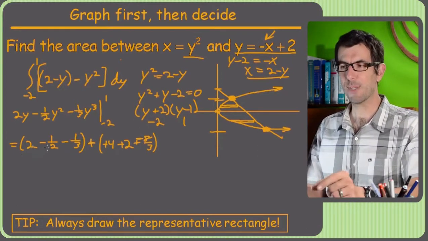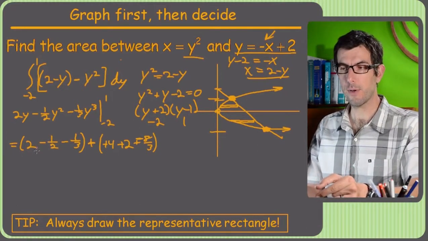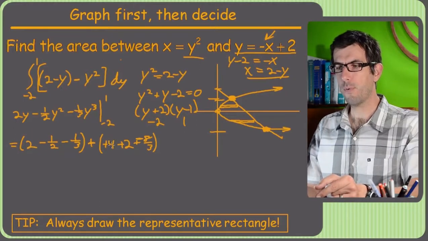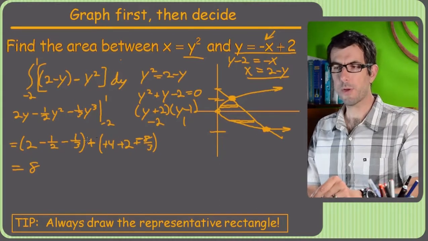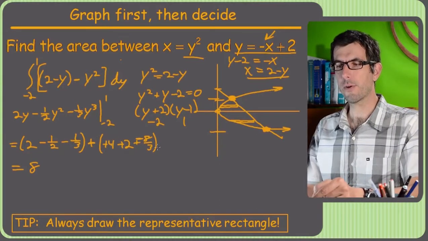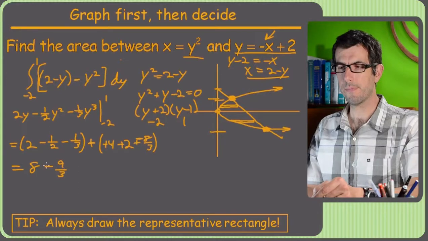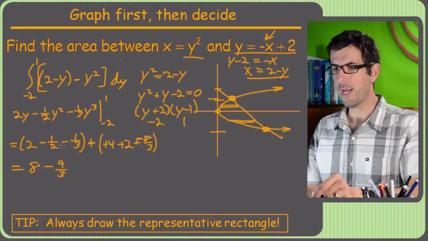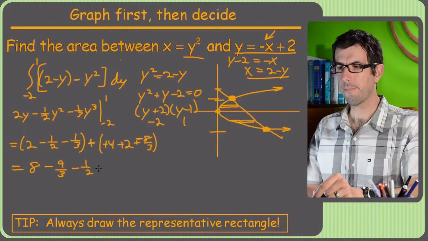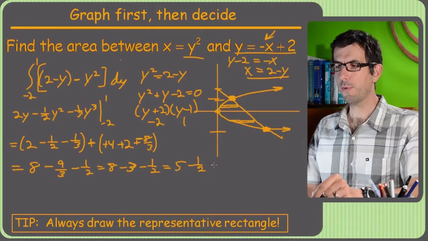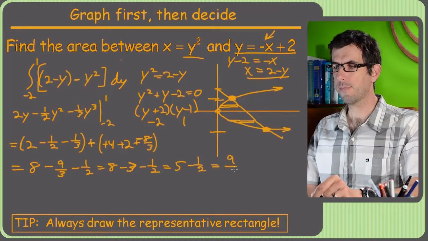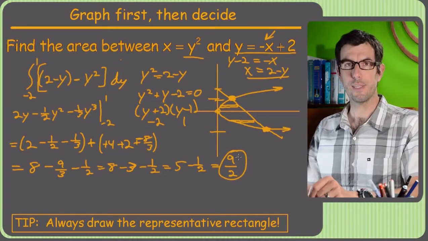All right, so now I've got a lot of numbers to combine. Let's do whole numbers first. That's how I like to do it. So I've got 2 plus 4 is 6 plus 2 is 8. Now I've got some thirds. I've got a negative 1/3 and negative 8/3 for a total of negative 9/3. And then I've just got a negative 1/2. 9/3 is just 3, so I've got 8 minus 3. That's 5 minus 1/2, which is 4.5 or 9/2, whichever way you like to do it.